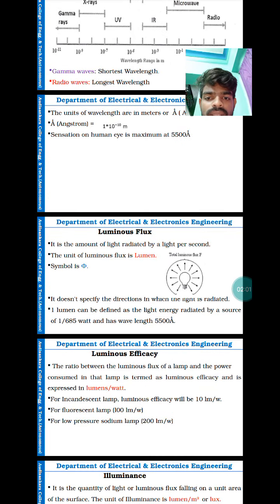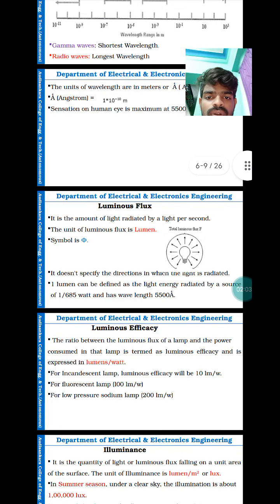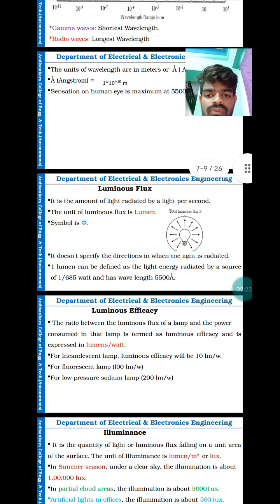Next, luminous flux. It is the amount of light radiated by the light source per second. The unit of luminous flux is lumen. The symbol is phi. It does not specify the direction in which the light is radiated. Lumen can be defined as the light energy radiated by the source of 1 by 685 watts and has wavelength of 5500 angstrom. That is clearly mentioned for luminous flux in the figure.